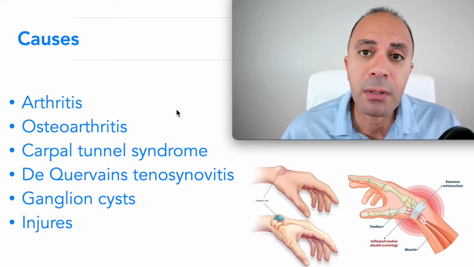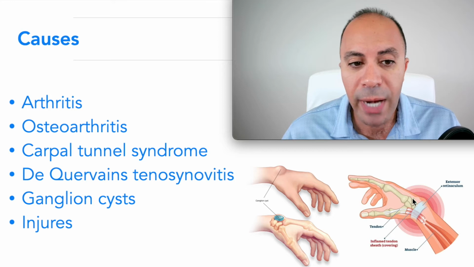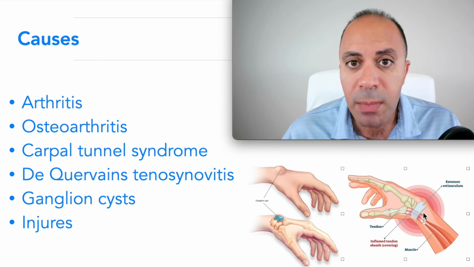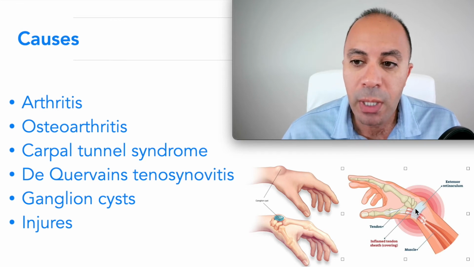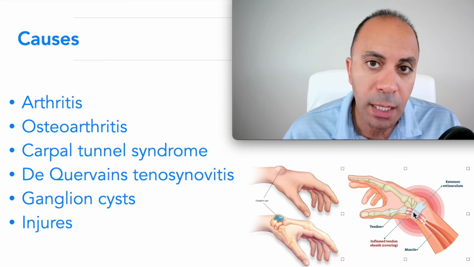So there are several causes for wrist pain. One of the common causes is arthritis. You will start to have arthritic changes in the wrist joint, and that causes inflammation, scarring, and a lot of compression on the median nerve, and could cause numbness, tingling, and weakness.